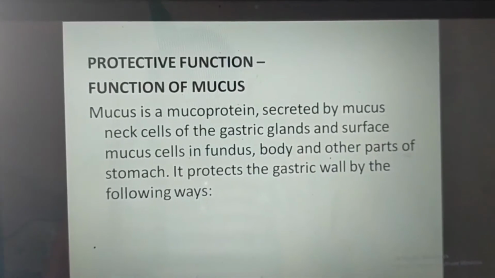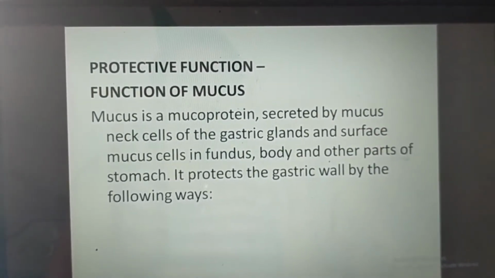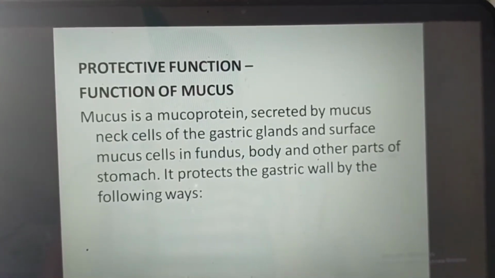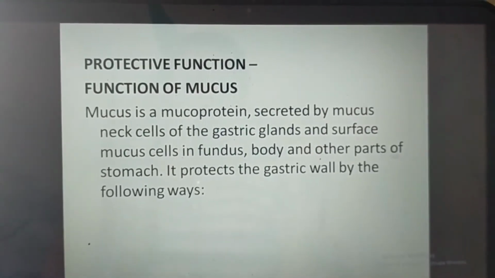Protective function. Function of mucus. Mucus is a mucoprotein secreted by mucous neck cells of the gastric glands and surface mucus cells in the fundus, body, and other parts of the stomach. It protects the gastric wall in the following ways.